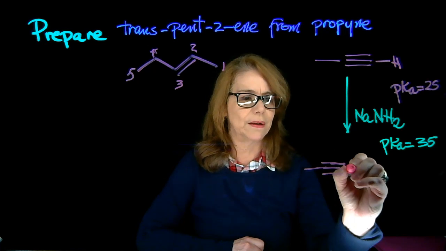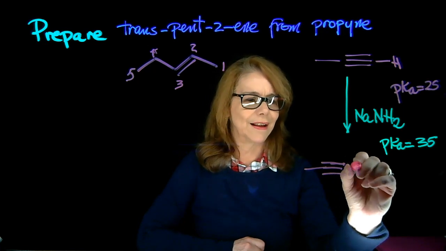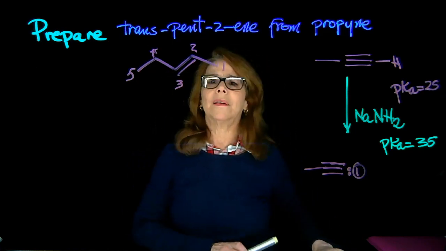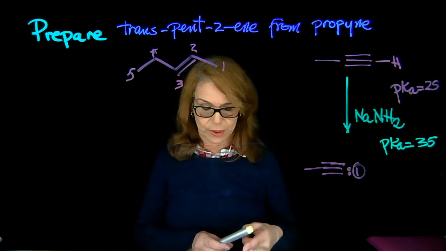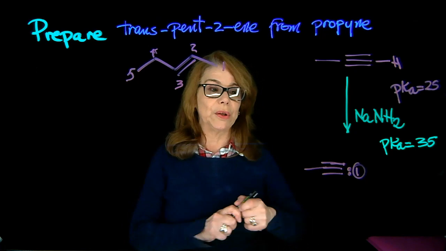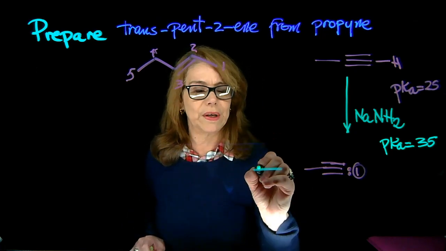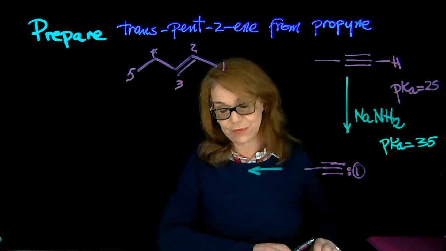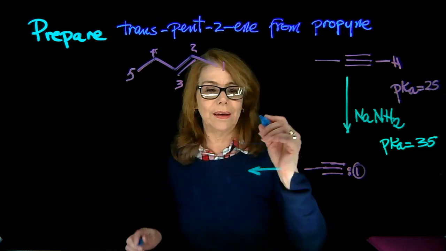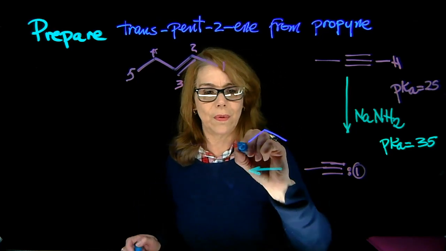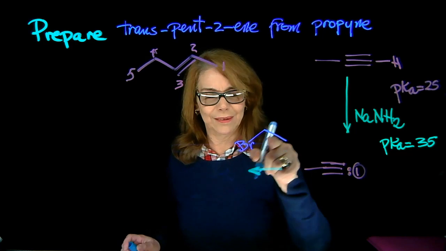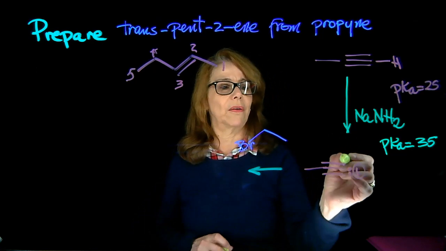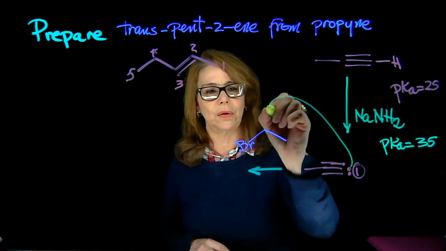Removing that acidic proton will give you the acetylide anion. So the next step, we need to add 2 more carbons to the chain. We need to use an alkyl halide to do an SN2, and it needs to have 2 carbons. So what alkyl halide is that? Ethyl bromide. So when we add ethyl bromide, then our SN2 reaction follows.